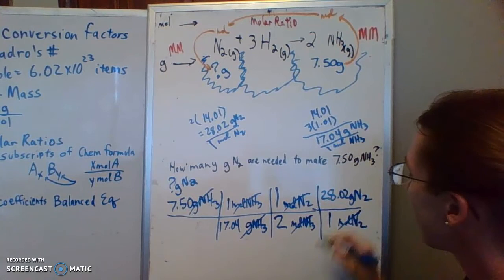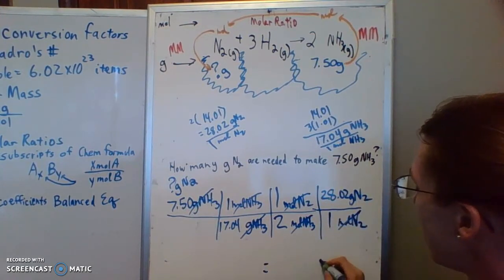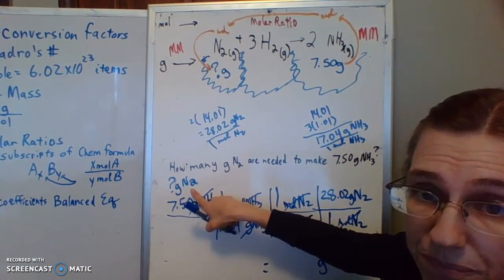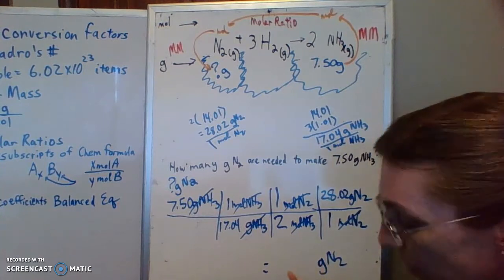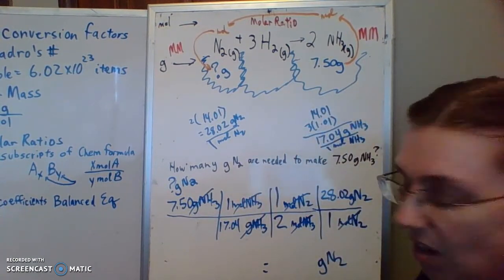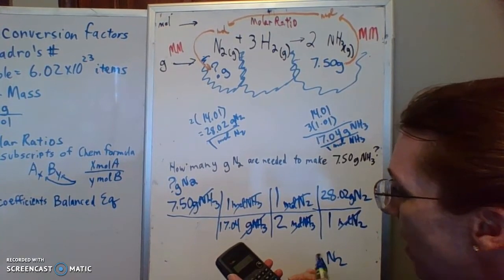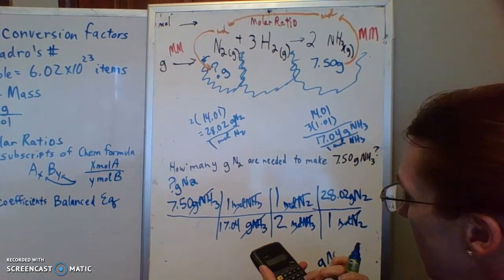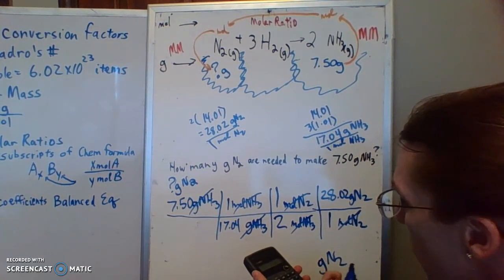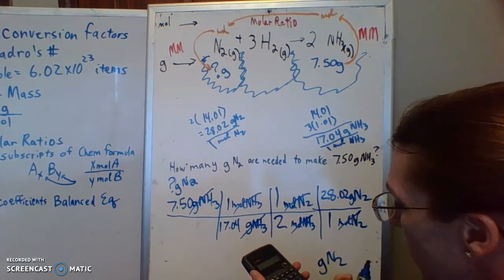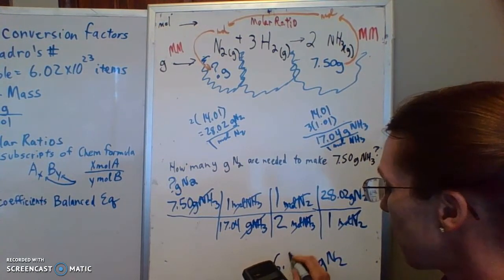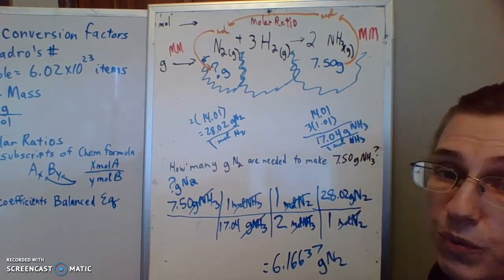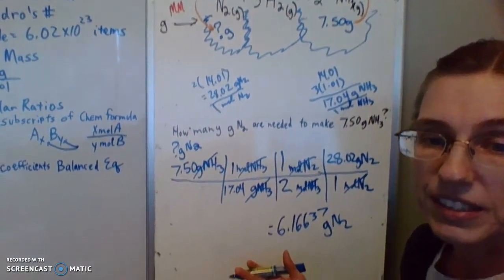Now those moles will cancel out. The only thing we haven't canceled out here now is grams of N2. And we check that is in fact what we were looking for. So now we can do the calculation. Alright, so let's put 7.5 times 1 times 1 times 28.02 divided by 17.04 divided by 2 divided by 1, and we should get 6.16637 on our calculators.